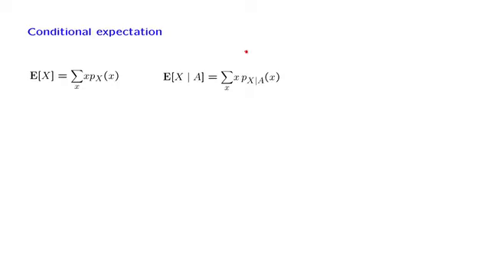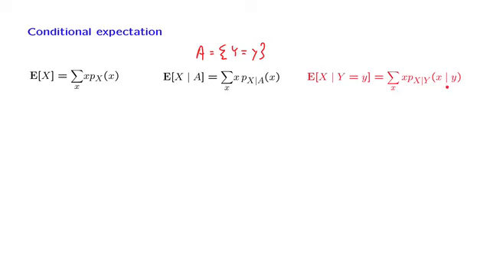We let the event A be the event that y takes on a specific value, and then we calculate the expectation using the relevant conditional probabilities, those that are given by the conditional PMF. So the conditional expectation of x, given that y takes on a certain value, is defined as the usual expectation, except that we use the conditional probabilities that apply given that y takes on a specific value, little y.